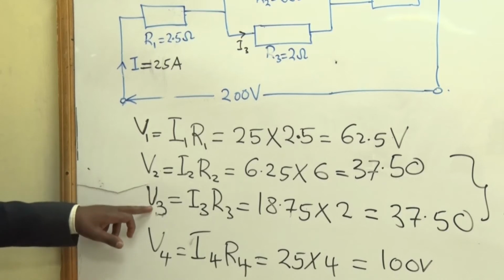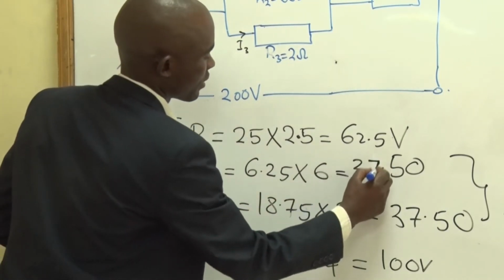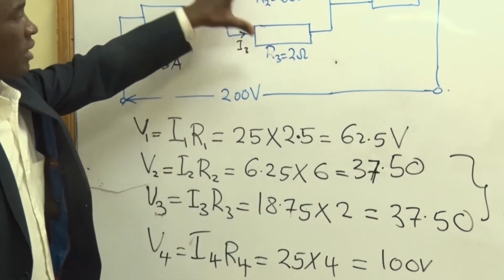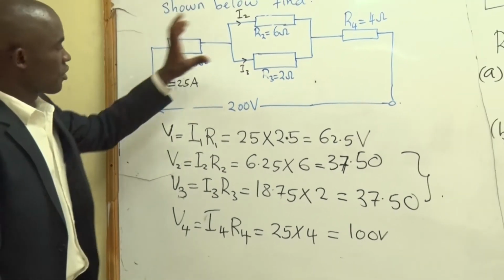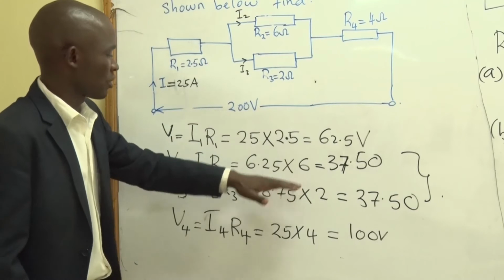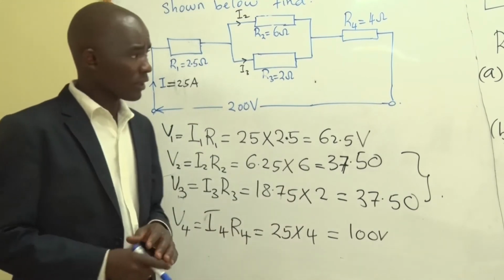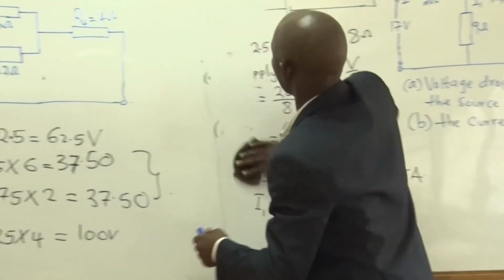Voltage V2 and V3, from what we have gotten, is the same. The reason is very simple. Because these are parallel connection, the voltage is the same. The characteristic of a parallel connection is voltage is always the same, and it's clearly shown that the voltages are actually the same. We now move to the next example, the final example.